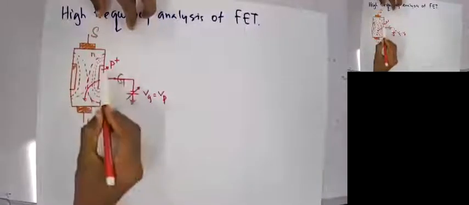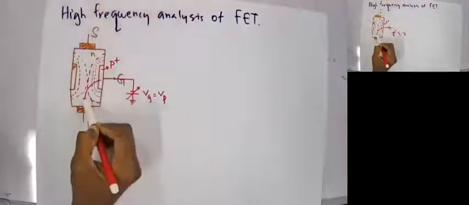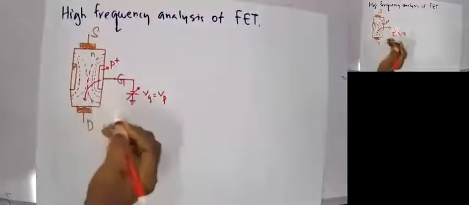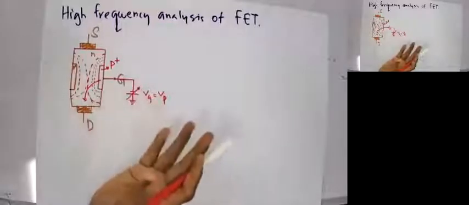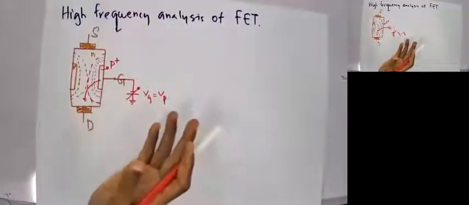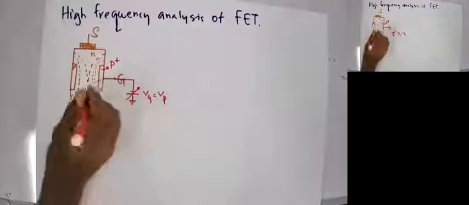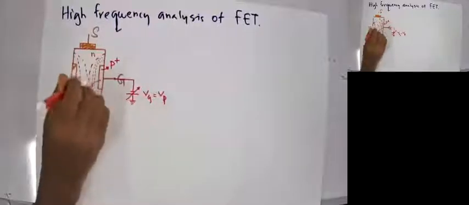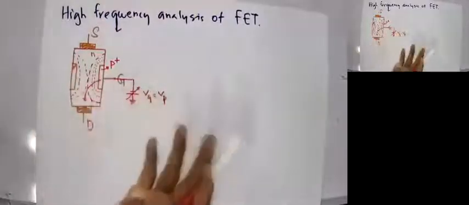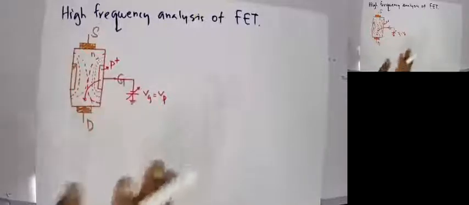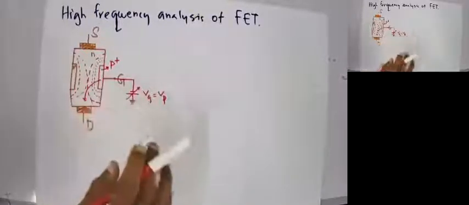Or I can say that the gate drain resistance is very high, right? The gate resistance will be, I would say, infinity. But still, as I have a depletion region here, I am going to have some virtual capacitance when the field effect transistor operates at high frequencies.